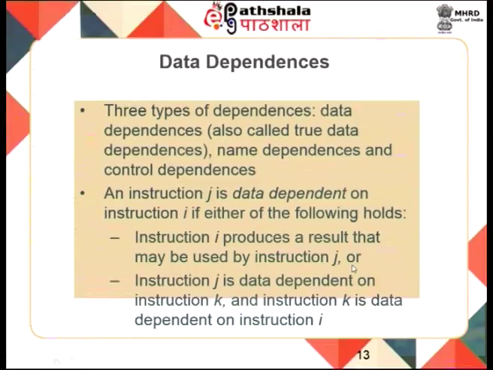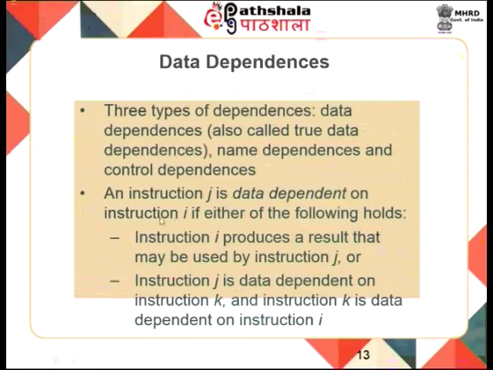So, the second type of problem that we have in the pipeline is data hazards. Now, before we actually get into data hazards, we will first of all look at what are called data dependencies. These data dependencies only can turn out to be hazards. Now, there are three types of dependencies. You have data dependencies, also called true data dependencies, name dependencies, and control dependencies. Control dependencies actually give rise to what are called control hazards, which we will take up separately.